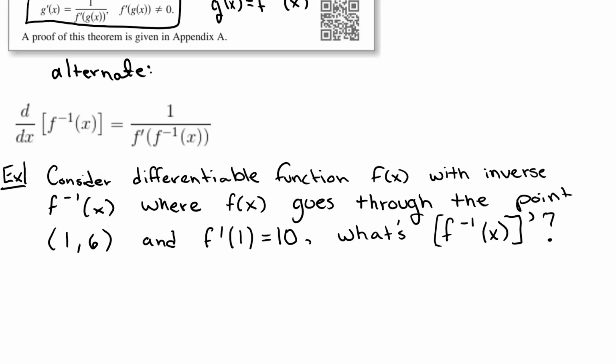So consider the differentiable function f of x with the inverse f negative 1 of x, where f of x goes through the point 1, 6. So this would be an x, and this would be an f of x. And the derivative of f at 1 is 10, right? So that would be the instantaneous rate of change at x equals 1 is 10. What's the instantaneous rate of change of the inverse?